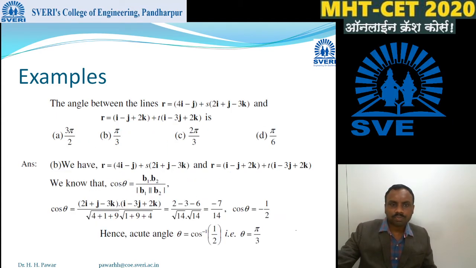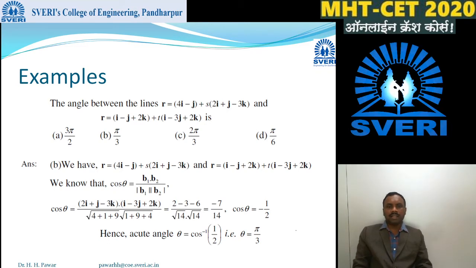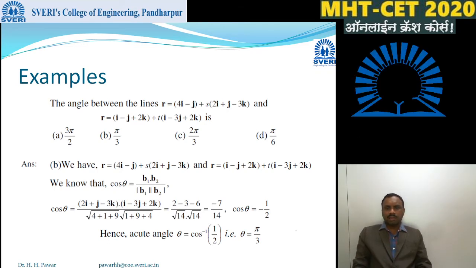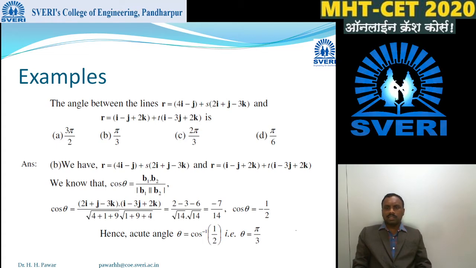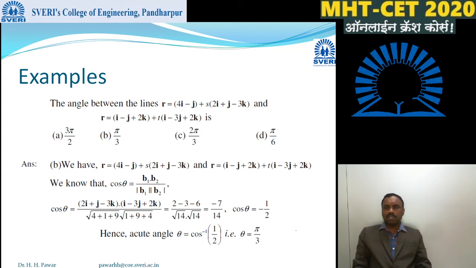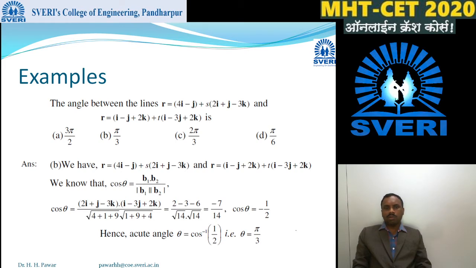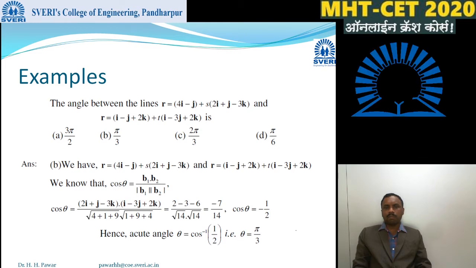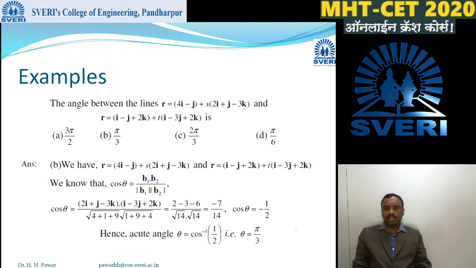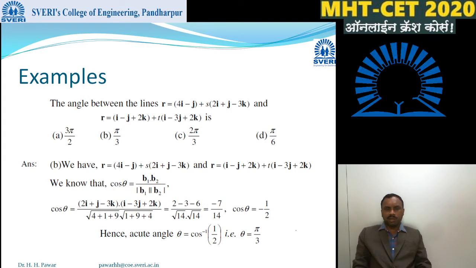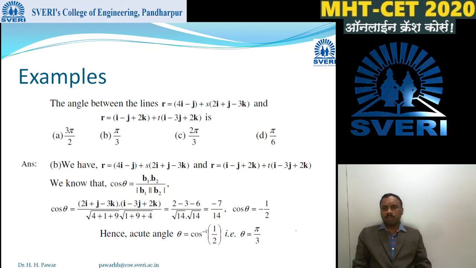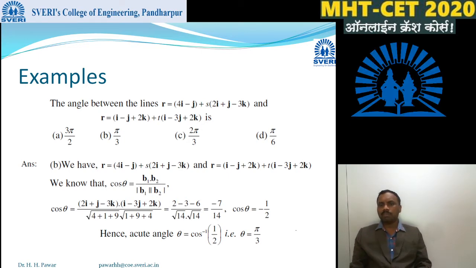Next one, the angle between the lines r bar is equal to 4i minus j plus s into 2i plus j minus 3k, and r is equal to i minus j plus 2k plus t into i minus 3j plus 2k is, first option is 3 pi by 2, second option is pi by 3, third option is 2 pi by 3, and fourth option is pi by 6.